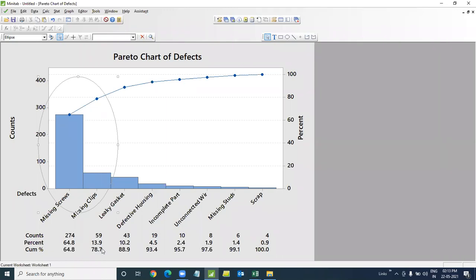So we don't need to be absolutely adamant about 80-20. It just talks about a bifurcation: the majority of the problems will come because of a few reasons. These two problems alone contribute 78.7% of the problem. So if I want to solve a big chunk of my problems within my organization, I will go with a Pareto chart, which helps me prioritize my biggest constraints, my biggest problems. These are the two big concerns. If I solve them, I will be better off. That's how a Pareto chart works.